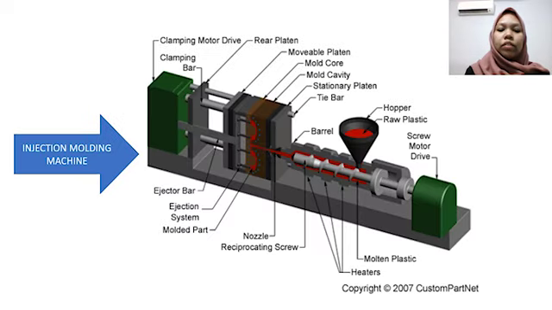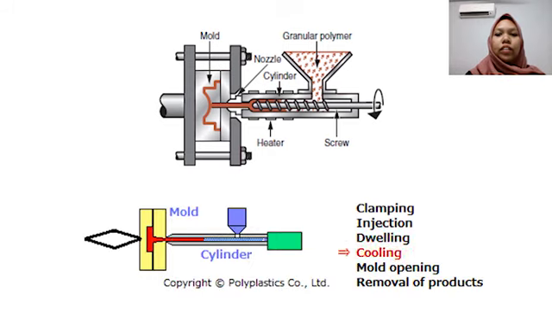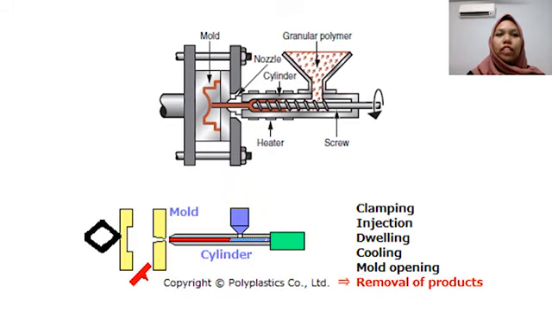The machine consists of two main parts: the injection unit and the clamping unit. The equipment at the injection unit are the hopper, barrel, reciprocating screw, heater, and nozzle. Meanwhile, at the clamping unit there are the mold cavity, mold core, clamping motor, ejection bar, and ejection system. The procedure is clamping, injection, dwelling, cooling, opening, and ejection.